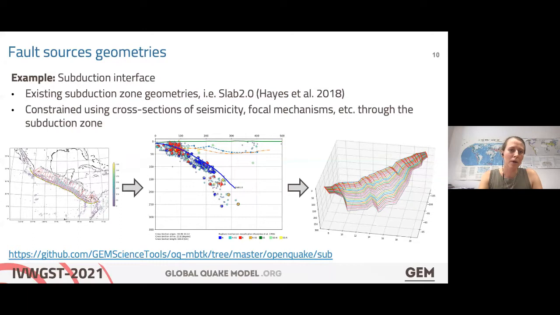The second part in this instance is to define the bottom of the interface, where it transitions from an interface, so the locking depth, to a subducting slab volume that doesn't become involved in the interface earthquakes. And so one tool for looking at this is to use focal mechanisms. In this figure, the blue mechanisms are indicating normal faulting. So that's occurring more in the lower part of the slab, whereas the red focal mechanisms are indicating reverse faulting. And those are more likely to correspond to interface earthquakes.